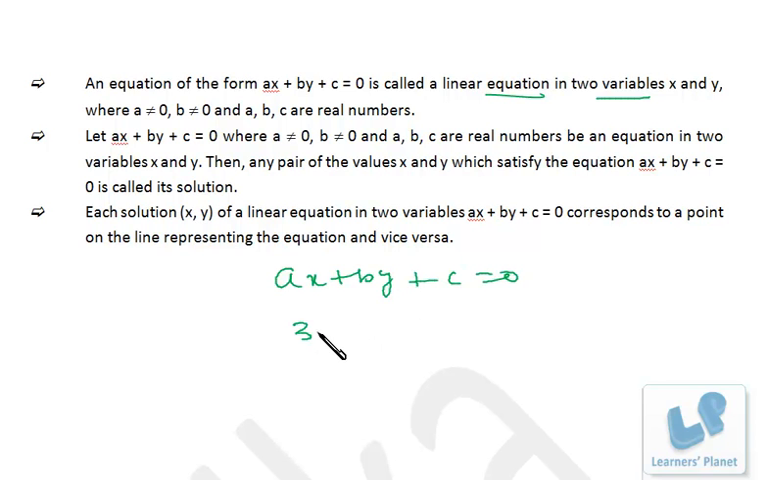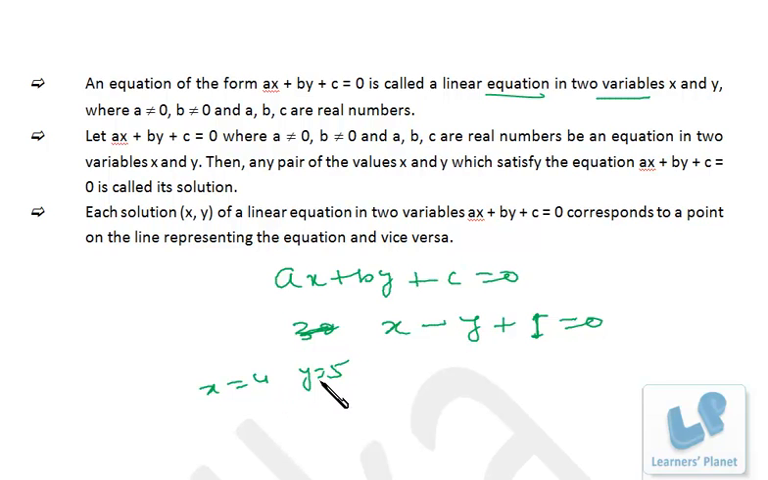As we have already discussed, maybe I take x minus y plus 1 is equal to 0. So maybe x is equal to 4, y is equal to 5. That is the solution of this equation, right? So if the given pair satisfies this equation, then it will be the solution of this equation.